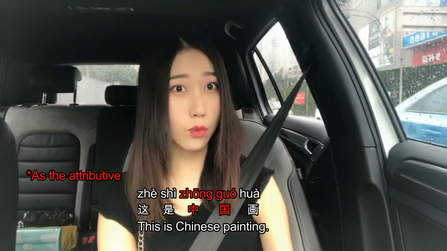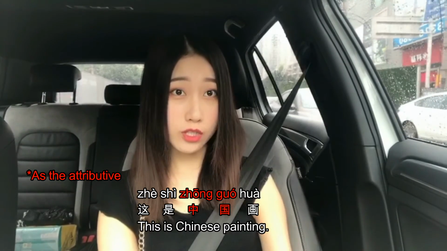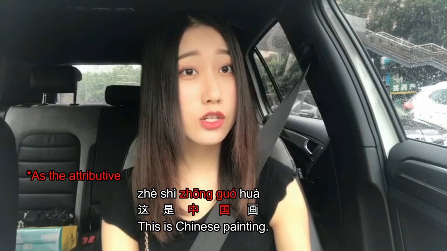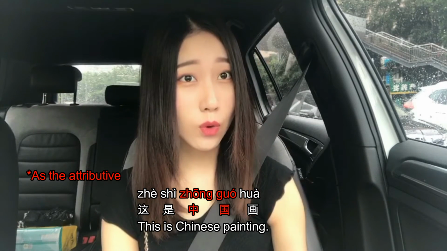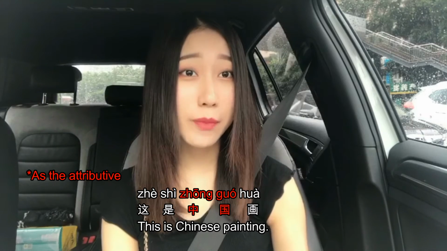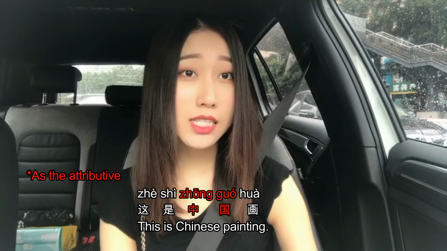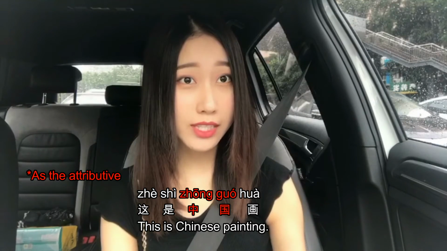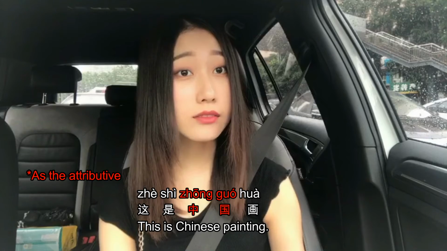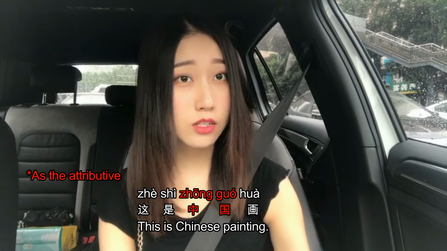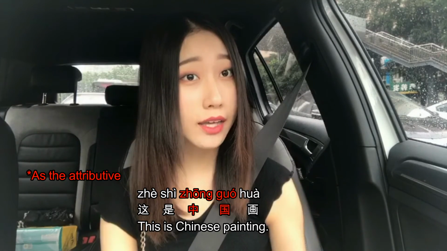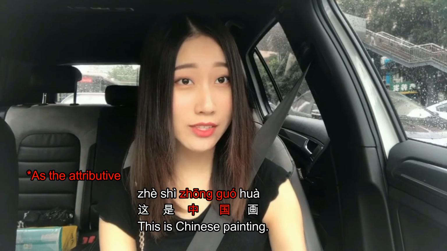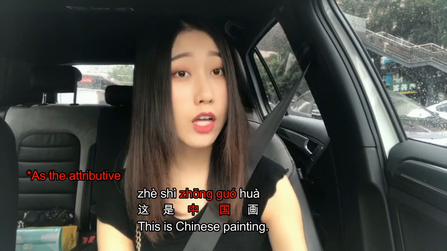And the last one, as an attributive. Well, for example, 这是中国画. This is Chinese painting. Here, please pay attention. 中国 is a noun. It is not 中国的. Okay, 中国的 is an adjective, but 中国 is just a noun. So here, 中国 is the attributive.